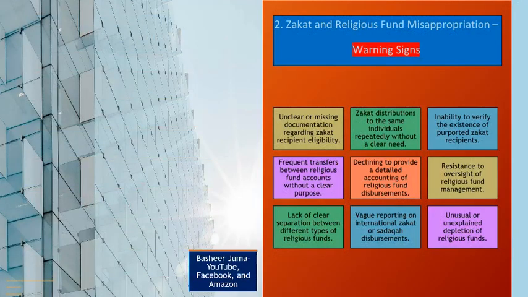Warning signs. Unclear or missing documentation regarding zakat recipient eligibility. Zakat distributions to the same individuals repeatedly without a clear need. Inability to verify the existence of purported zakat recipients. Frequent transfers between religious fund accounts without a clear purpose. Declining to provide a detailed accounting of religious fund disbursements.